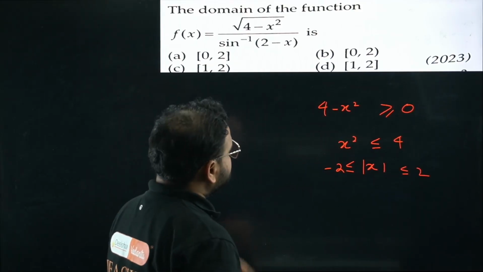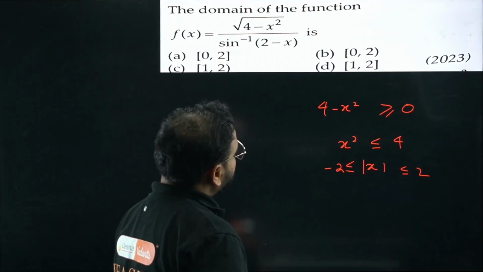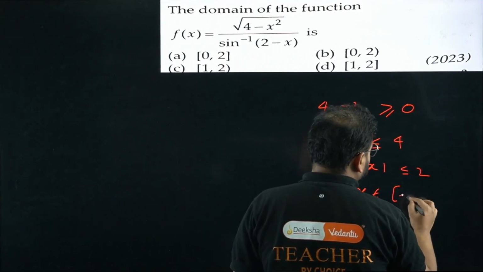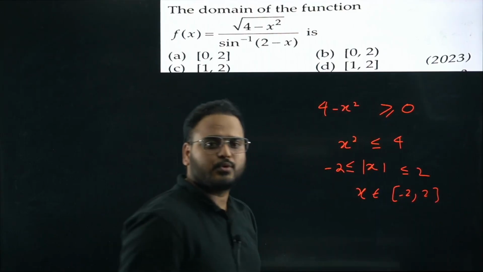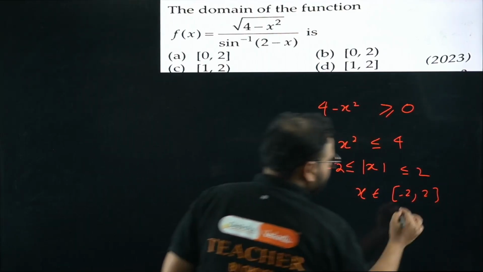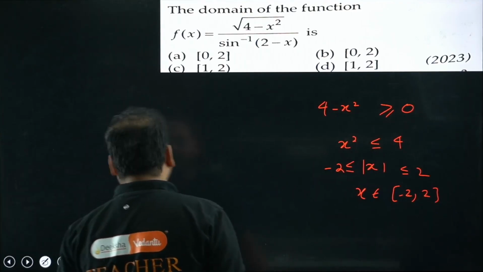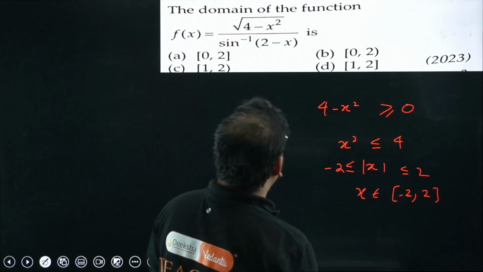If I am writing like that, have a look. I can simply write in this format: x will belong to minus 2 inclusive to 2 inclusive, right? Minus 2 to 2. I hope this is all visible to all of you. Now the same I'll do with the denominator also.